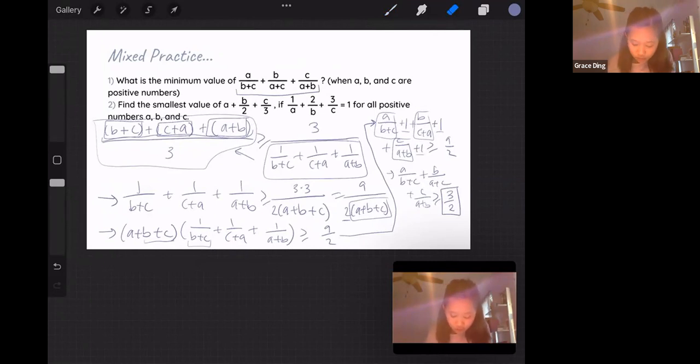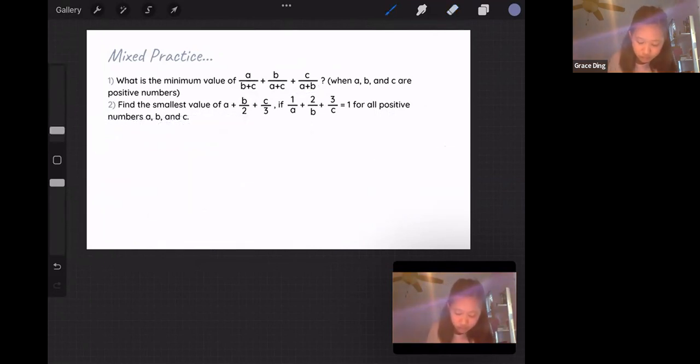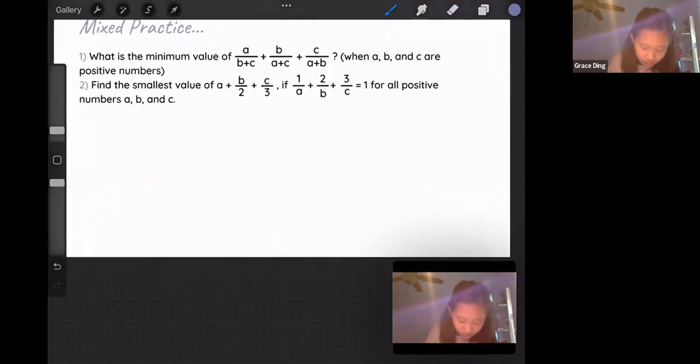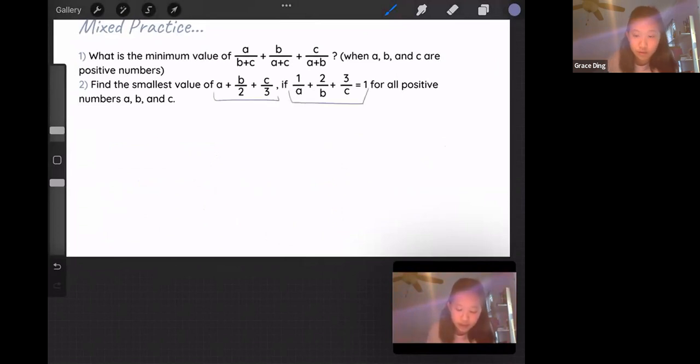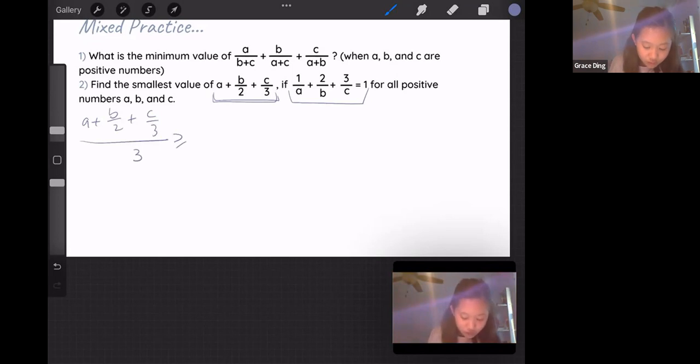Now we'll go on to the second one. So find the smallest value of this, and we have one over here. So this one is also using AM-HM. So we'll use these 3 as our terms. And then we'll also do the reciprocals. So I guess what would probably lead you into using AM-HM is noticing that each of these 3 terms is just a reciprocal of this.